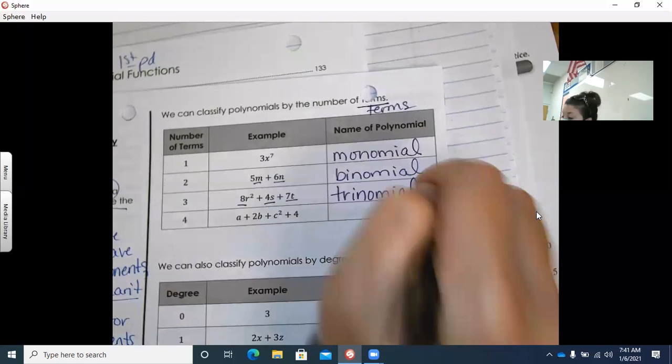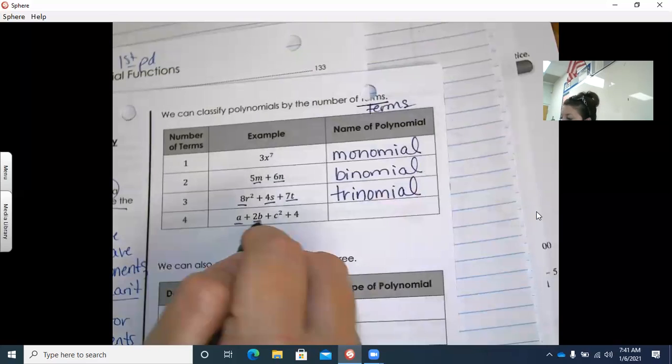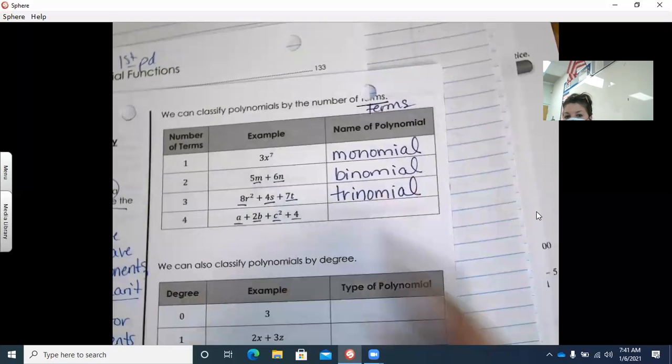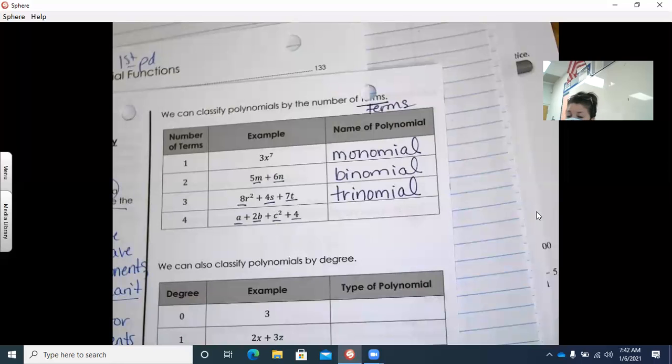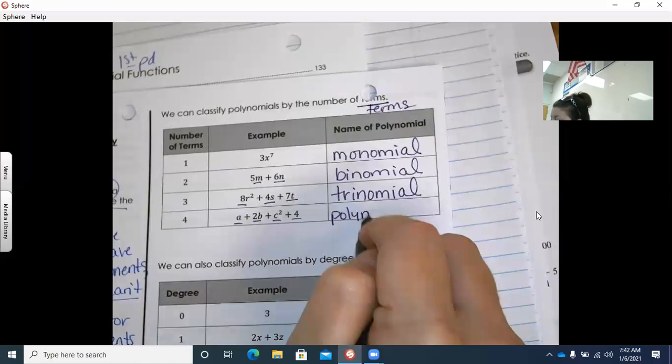Then we have four terms. a is a term, 2b is a term, c squared is a term, 4 is a term. What do you think we call that? Seems like it would be quadrinomial or something, but it's not. It's called a polynomial with four terms.